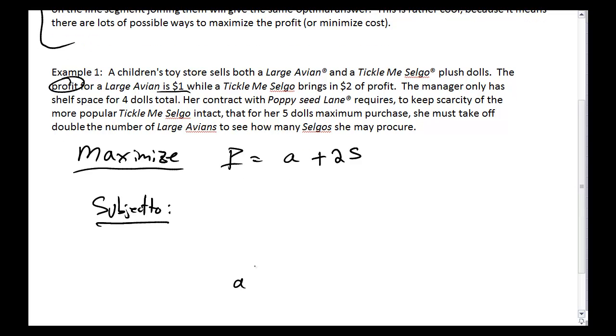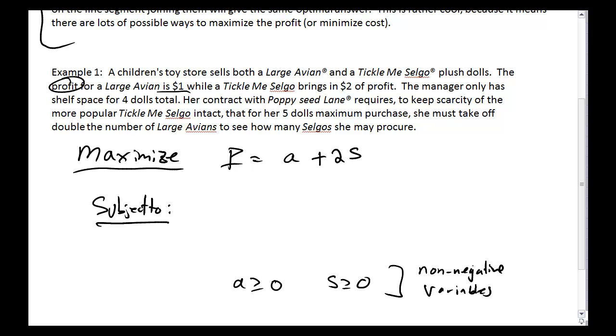The subject to is going to have some deals. For all of these problems of this nature, I have to purchase a positive number of avian dolls. I can't buy negative dolls. Same thing for the Selgo. So there will always be this bottom part here. We'll talk about this as being non-negative, because 0 is not exactly a positive number. It's kind of, well, half exactly in between positives and negatives. So we call these non-negatives, and this is called non-negative variables.